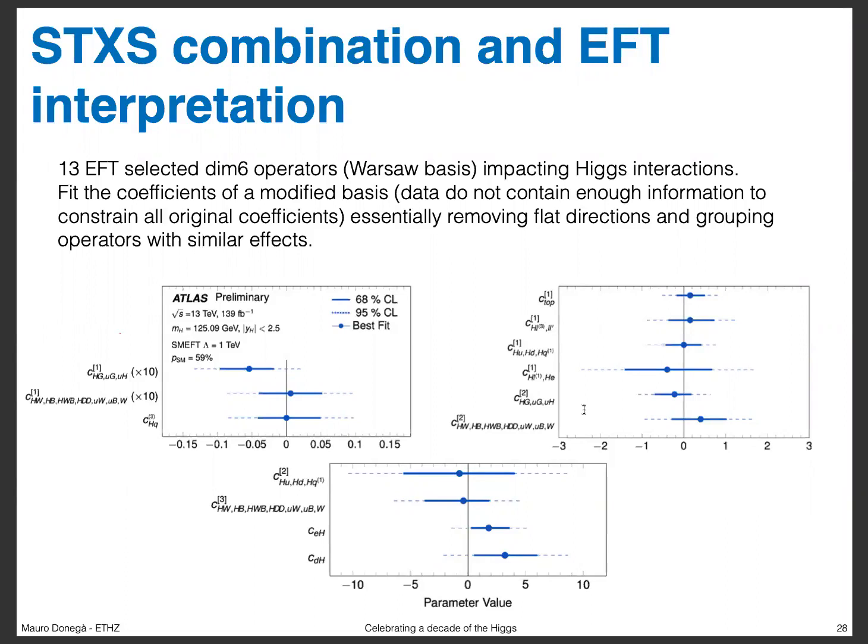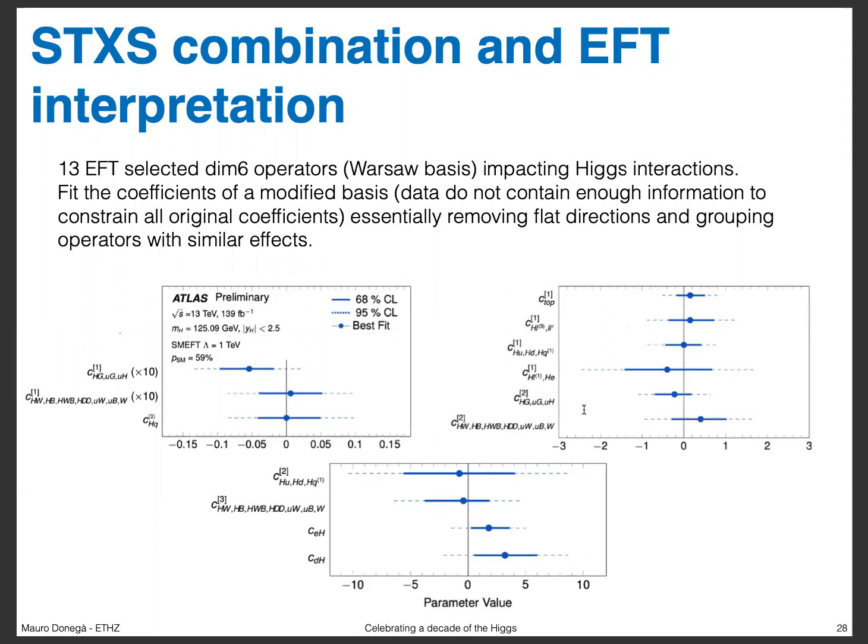And with a smaller number of operators, you can try to take your data and use them to constrain these operators. In this case, they went down to 13 EFT operators written in the Warsaw basis, which is kind of an agreed upon basis to be used by everybody. These 13 EFT operators impact the Higgs interaction, so our data can put some constraint on them. If you try to do brute force a fit on the operators, the fit will not converge simply because the data don't have enough information to constrain all of them.